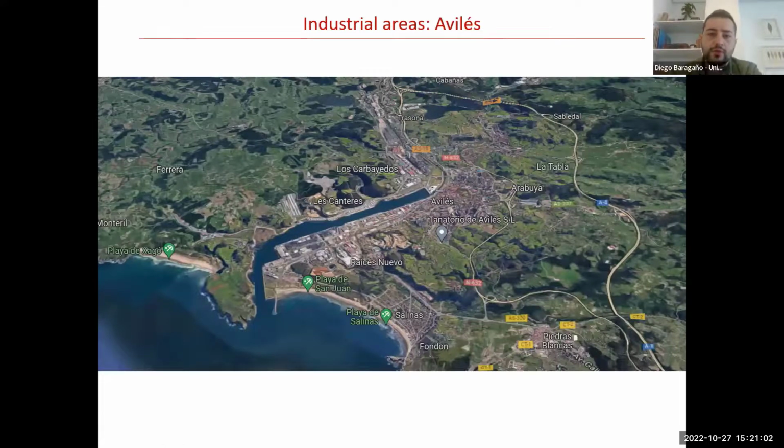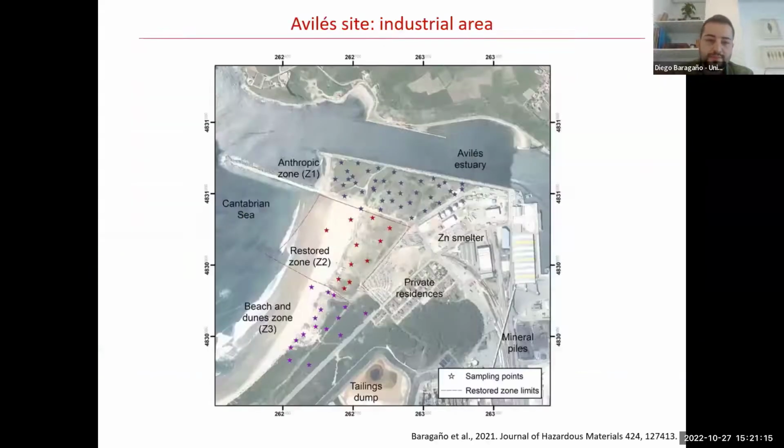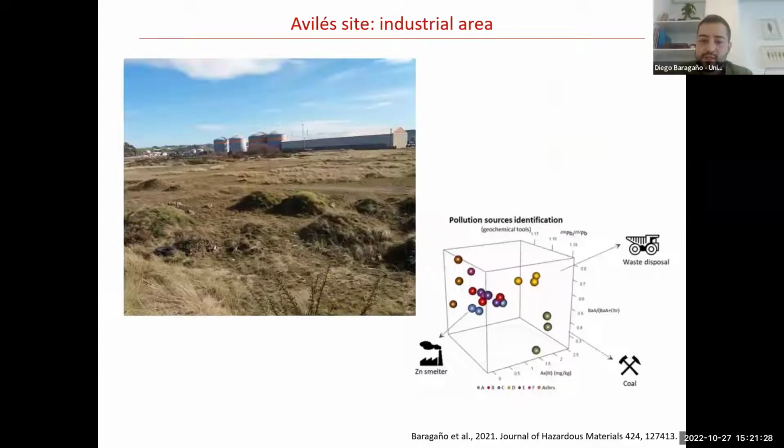And now I will move to another area located in the same region. It's the industrial area of Avilés city. So now we are in a coastal area, so we have different weather conditions, and we collected soil in an area that was previously studied in different works dealing with the pollution source in this area. We identified that the main pollution source in the area was a zinc smelter. So we identified the sites with the higher influence of the zinc smelter and collected this heavily polluted soil in order to test the feasibility of the nanocomposite.